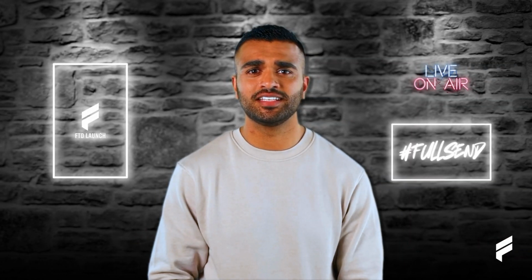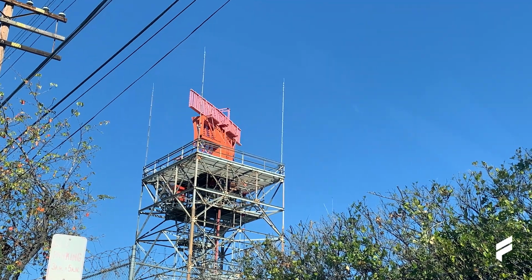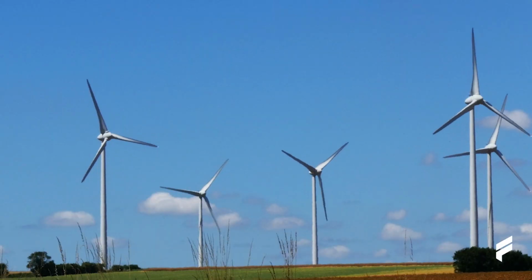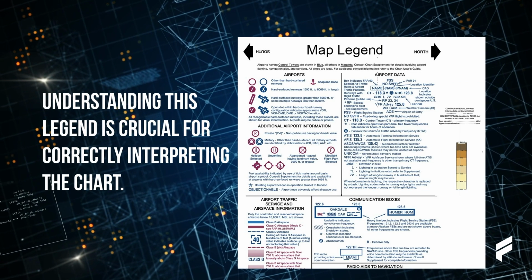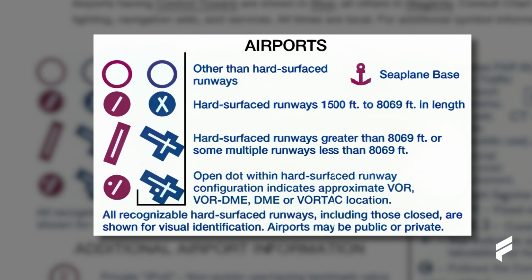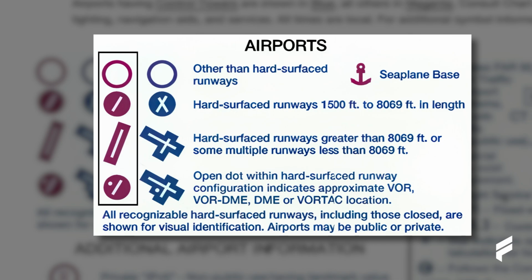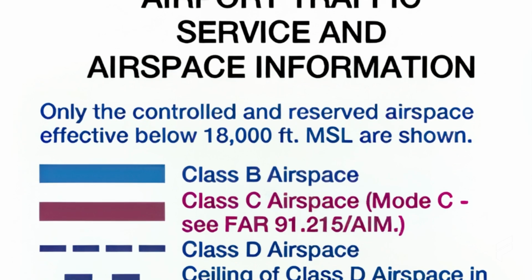Each sectional chart contains a legend that explains the symbols, colors, and lines used to depict airports, airspace classifications, terrain elevations, and obstructions. Understanding this legend is crucial for correctly interpreting the chart. Airports are represented with blue or magenta symbols: blue for towered airports, magenta for non-towered airports. Airspace classifications are marked with different line styles.